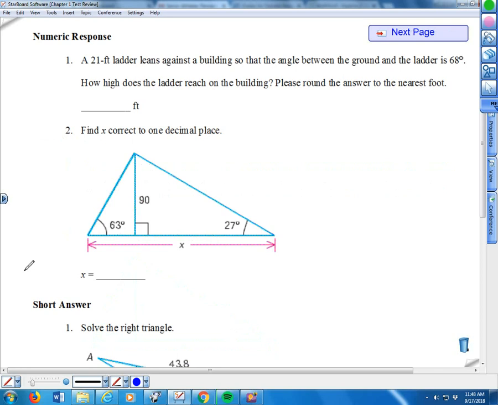Last page. 21-foot ladder. Maybe it's not the last page. Leans against a building. Maybe. Come on.